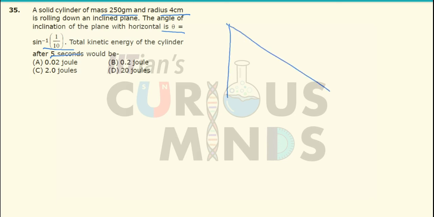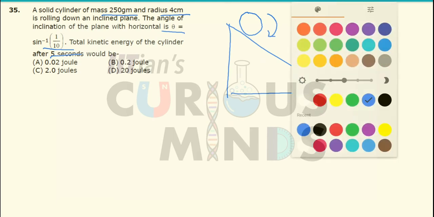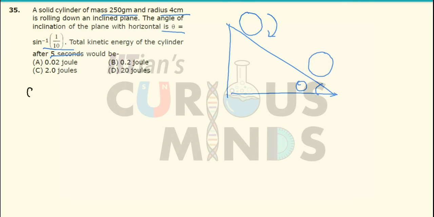If I take this as an inclined plane and this angle over here is equal to theta, a body is rolling down an inclined plane, and we have to find out the velocity after 5 seconds. First of all, the acceleration of the rolling body is given as g sin theta divided by 1 plus k square by r square for pure rolling motion.